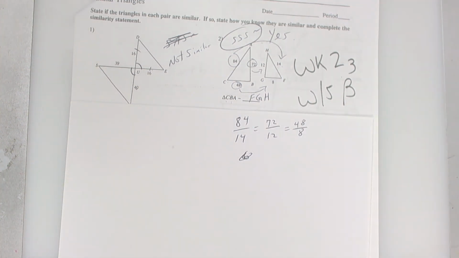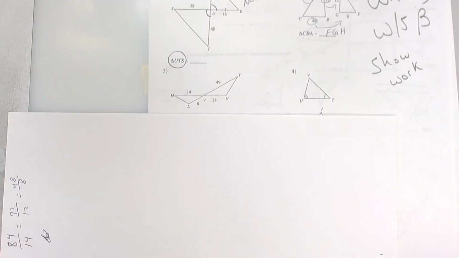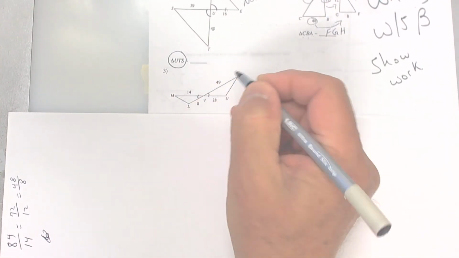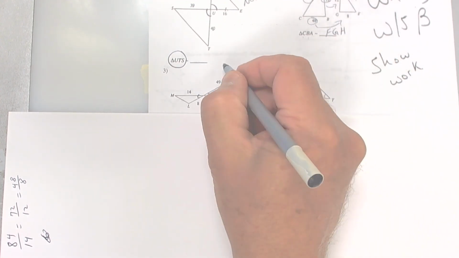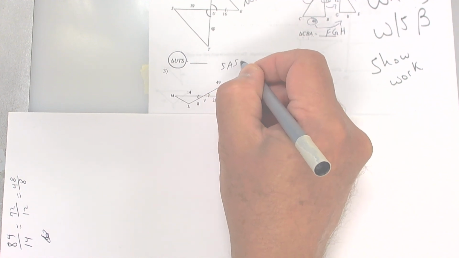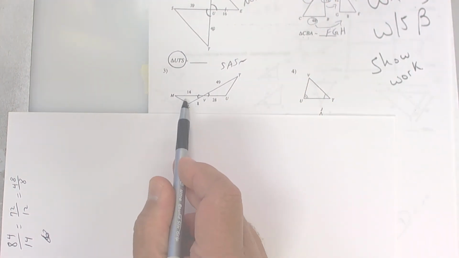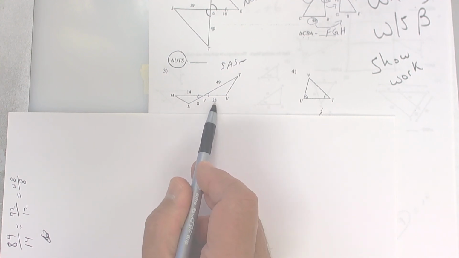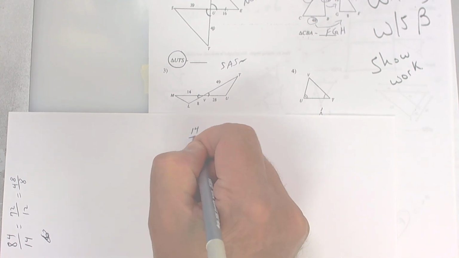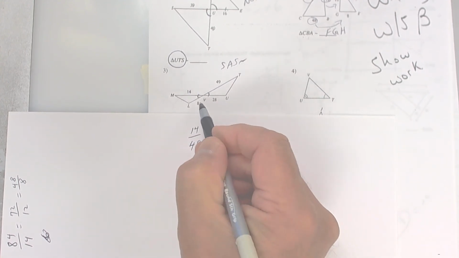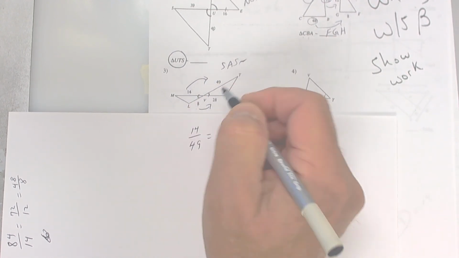Okay? I'm going to try one more with you here. Look at this one. This is vertical angles. So we're shooting for side, angle, side. Okay? That's what we're shooting for. Side, angle, side, similarity. Now 14 is the biggest one on this triangle, so I'm going to put it over 49. 49 is the biggest. So put 14 over 49, and then take the smallest one, which is 8, and put it over 28.